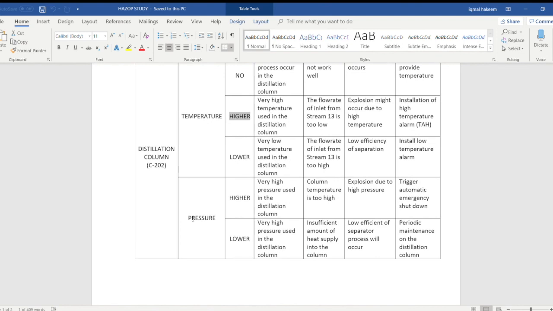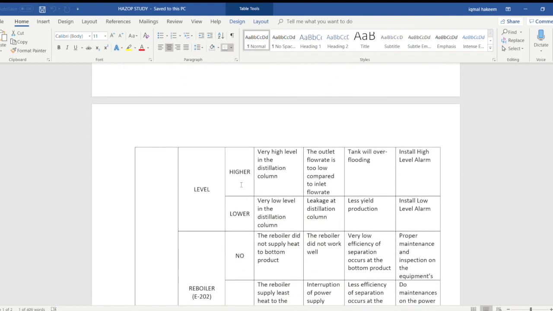For the pressure, what happens if the pressure is too high? Same with temperature. If pressure is too high, explosion will occur. Boom. So what's the cause for this problem? Because the column temperature is too high, and to solve this problem, our action will be automatic shutdown for the process plant.